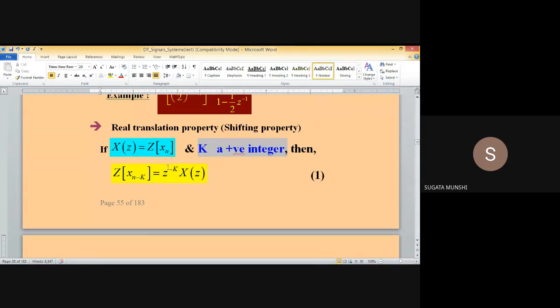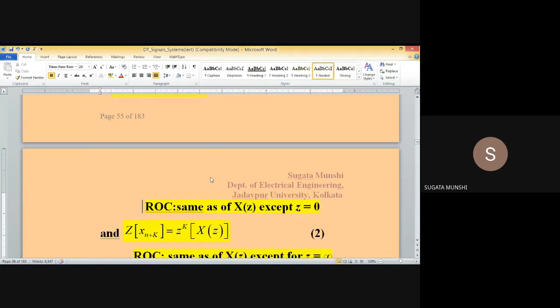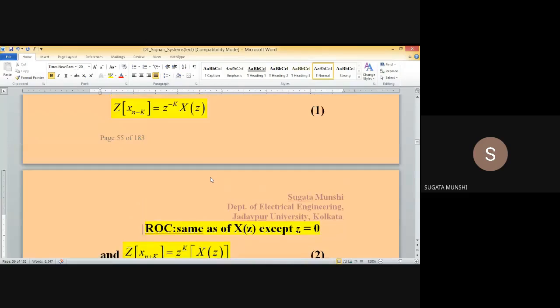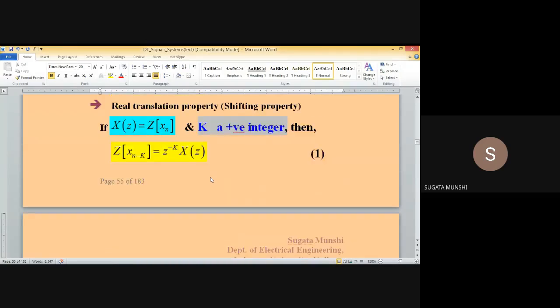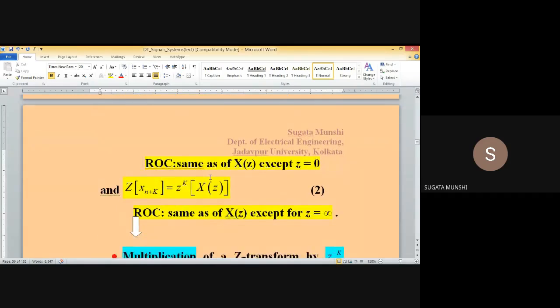Therefore, because there is the term 1 by z to the power k, at z equal to 0, that z to the power minus k into X(z), its magnitude will become infinite. So z equal to 0 has to be excluded. It cannot be there in the ROC. Similarly, for x[n plus k], it will be z to the power k X(z). ROC will be same as X(z) except for z equal to infinity.